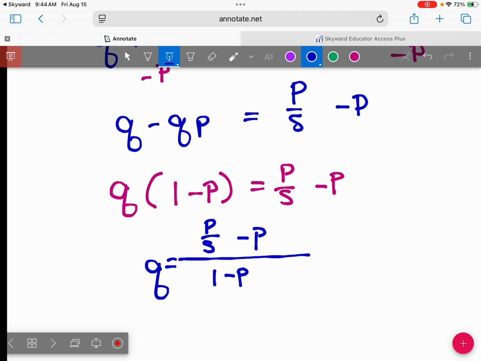Up here, GCF, q, 1 minus p. Factor it. Then I divided both sides by this denominator, or by this piece, to get my q's off. Okay? See that?